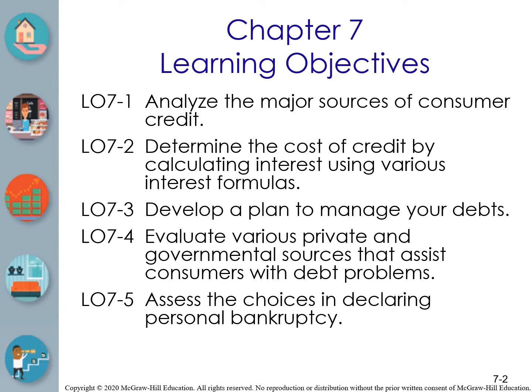So learning objective 1, analyze the major sources of consumer credit. First thing, of course, is to identify what it is that we're talking about. What types of credit are available? Secondly, determine the cost of credit by calculating the interest using various interest formulas. This is where the rubber meets the road, in terms of determining what that cost is that we were talking about, how much it's going to cost you on a monthly basis, quarterly basis, over the life of the loan, if you will.